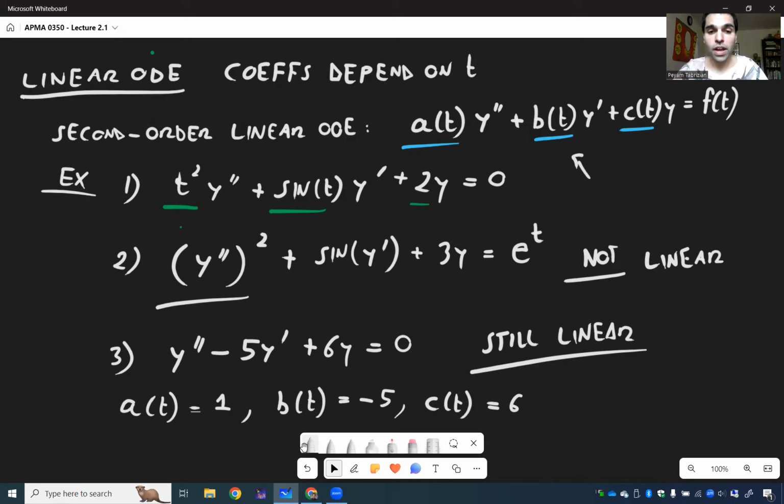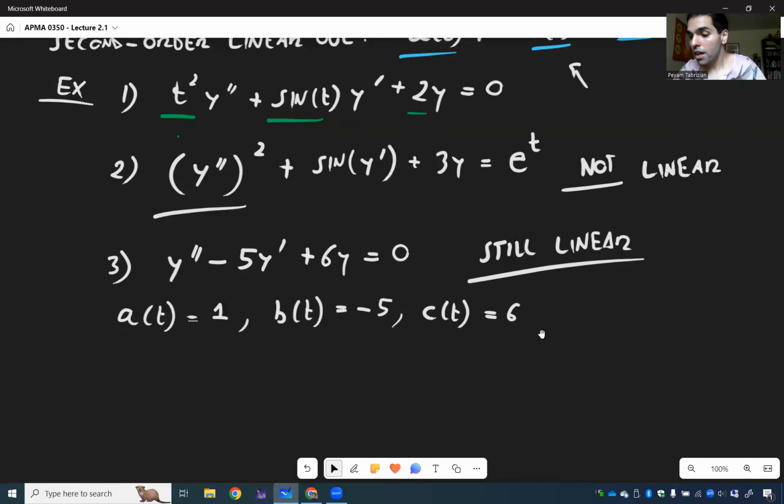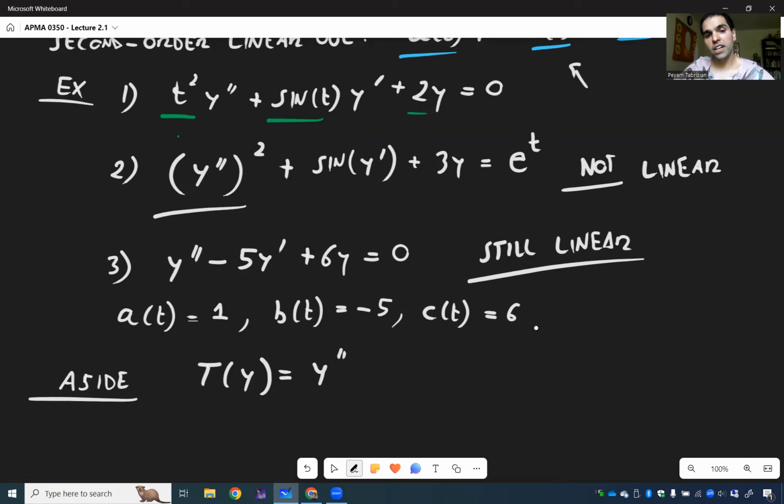And by the way, in case you're wondering where this terminology comes from, well, it comes from linear algebra. Why is it called linear? Because if you take the transformation T of y equals y double prime minus 5y prime plus 6y, this is a linear transformation.